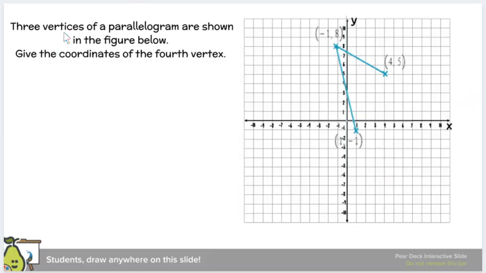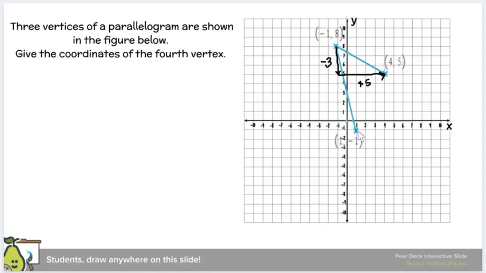In our last problem, we are given 3 vertices of a parallelogram, and we need to give the coordinates of the 4th vertex. So because we have negative 1, 8 going to 4, 5, if we would like to draw a side that is parallel to this, we are going to have to mimic that same slope from this other vertex. So on negative 1, 8 down to 4, 5, we are moving 1, 2, 3 spaces down, so our rise is negative 3, and our run is going to be over by 5, so plus 5.